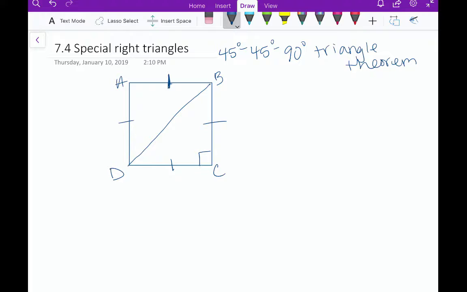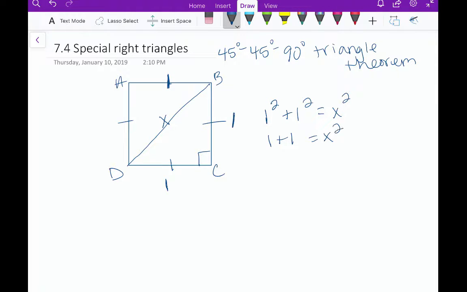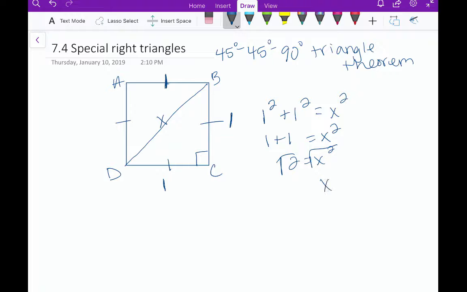This is a square ABCD, and I've drawn the diagonal so that now I have two congruent right triangles. I'm going to say that the side of the square is 1, so that means this is also 1. How would we find DB? Well, we would use the Pythagorean theorem. 1 squared plus 1 squared equals x squared. 1 squared is 1. 1 plus 1 is 2. So 2 equals x squared. To get x by itself, I'm going to take the square root of both sides. So x is the square root of 2.